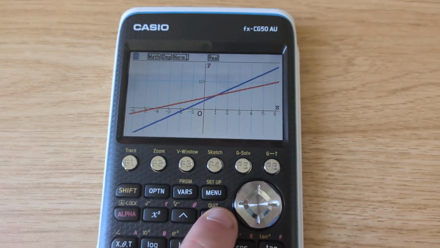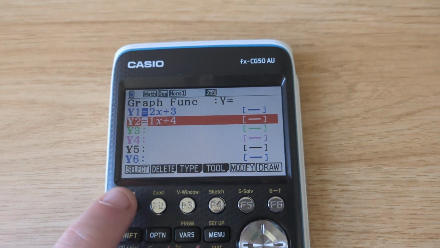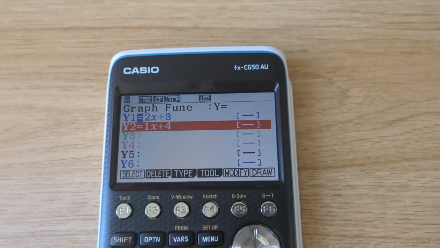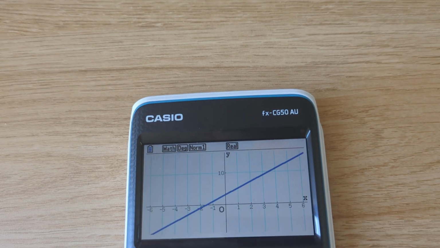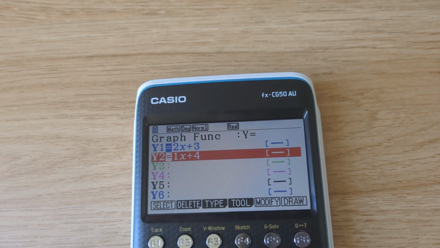If I go exit, if I go up to Y2 and I click select, it will uncheck Y2. See how that box comes and goes? If it's not there, when I draw it, only Y1's going to turn up. So I need to make sure that both of them are selected.